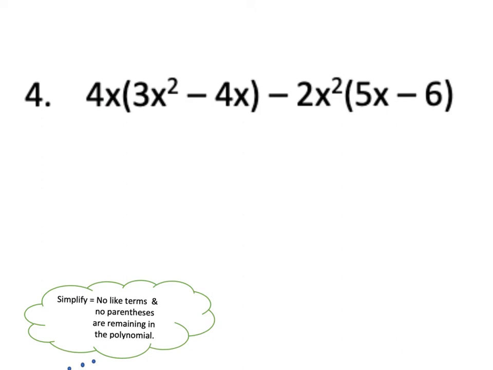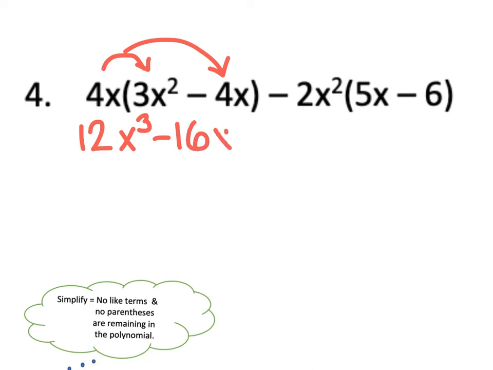All right, 4 gets even more complicated. I see at least 2 sets of multiplying here. I'm going to be distributing in both cases. So I'm going to start here with 4x times this binomial. So 4 times 3 is 12, and x times x squared is x to the third. Then I do 4x times negative 4x is negative 16x squared.